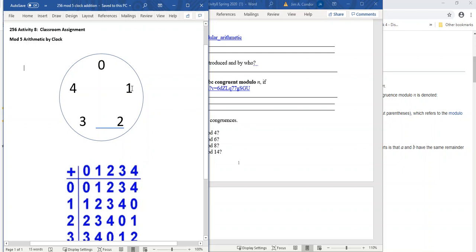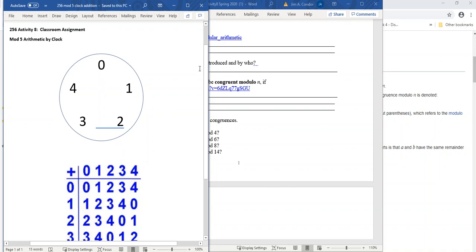It goes 0, 1, 2, 3, and 4. There's no 5 there, but there are 5 different numbers here that we're using. Position 0, position 1, position 2, position 3, position 4. So that's why we call it a mod 5 arithmetic clock. We have 5 different positions on this.